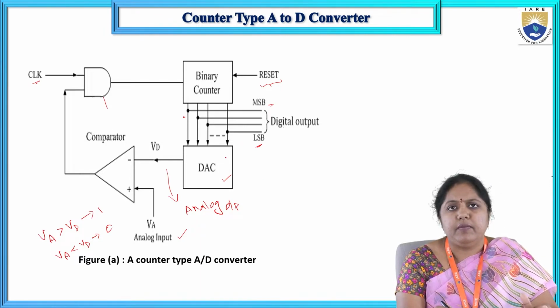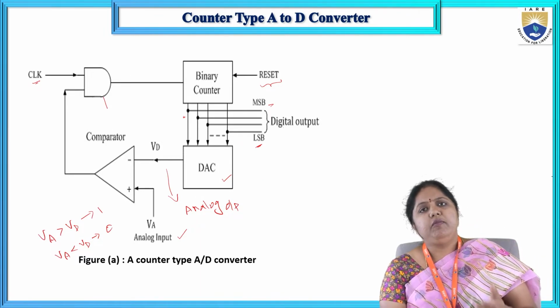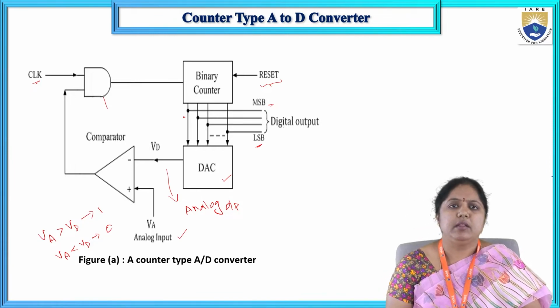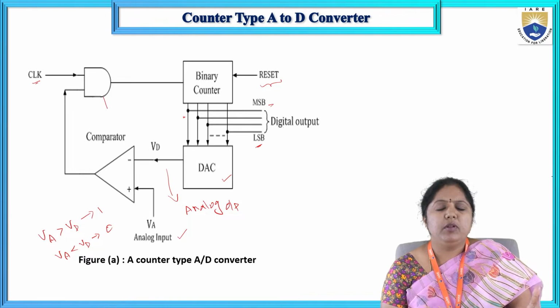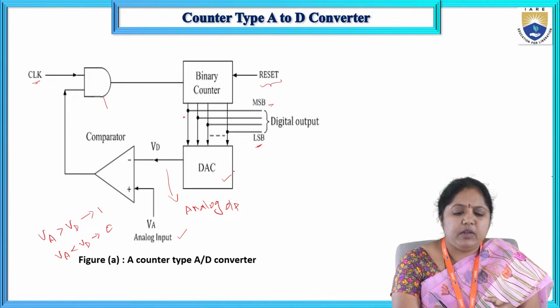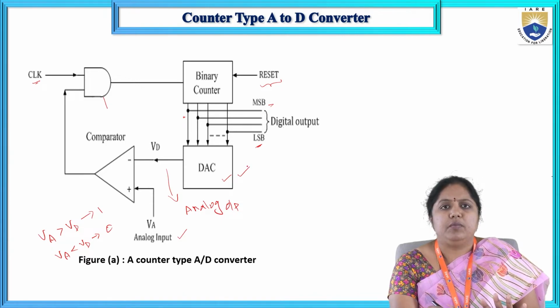Okay, now before starting the circuit, suppose I have given the analog input signal. Before starting the operation, what we need to do, the first step here, is first I need to set the DAC output value.